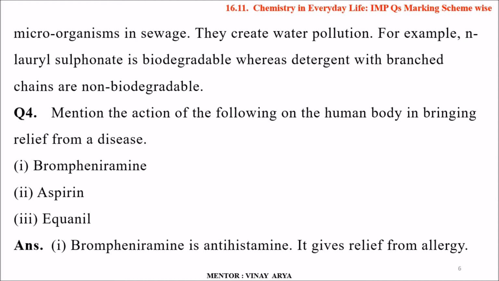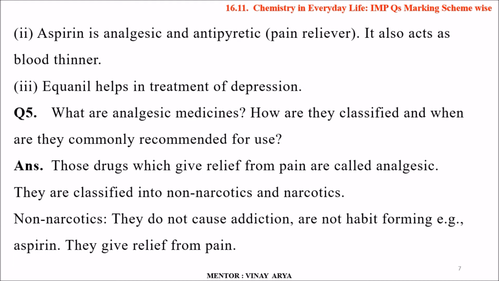Question number 4. Mention the action of the following on the human body in bringing relief from disease. First is bromopheniramine, second is aspirin, third is equanil. So bromopheniramine is an antihistamine. It gives relief from allergies. Aspirin is an analgesic and antipyretic, that is a pain reliever. It also acts as a blood thinner.